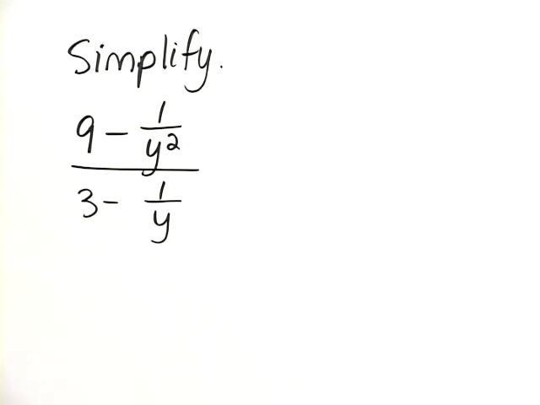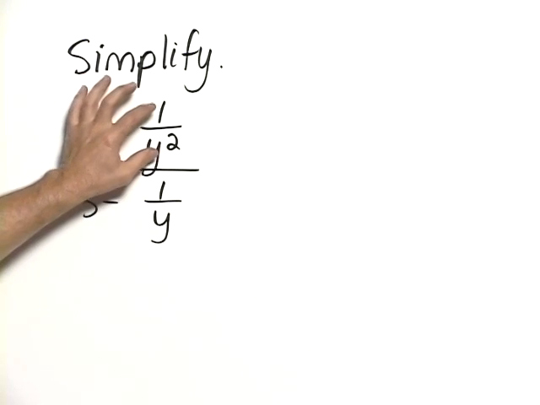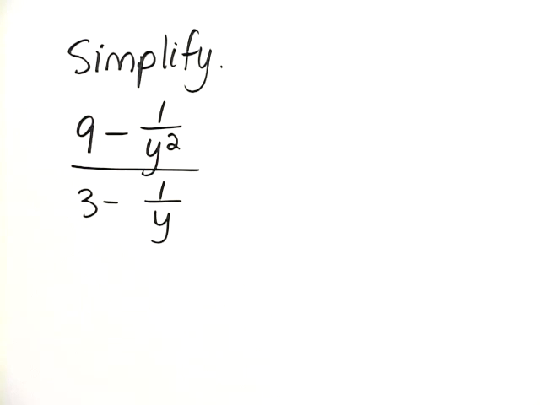Simplify the complex fraction 9 minus 1 over y squared all over 3 minus 1 over y. Now we have two methods for solving complex fractions. I am going to use method 1 in this particular example. Method 1 tells us to work in the numerator and get it to be one single rational expression, then come back and work in the denominator and get it to be one rational expression.